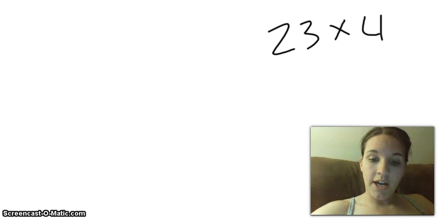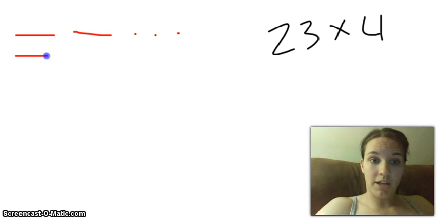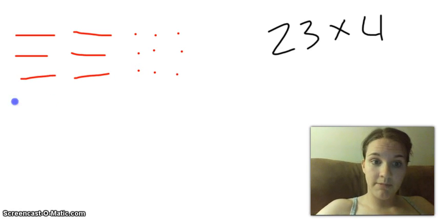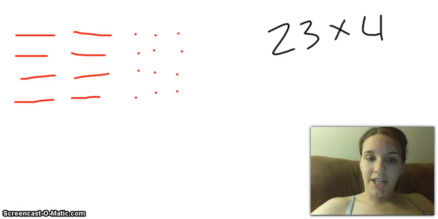I am going to draw, let me use red, some place value blocks. These lines right here are going to represent tens, and the dots are going to represent ones. So right here I have 10, 20, 1, 2, 3. Now I have 23 4 times, so I'm going to make another 23. That would be 23 times 2, 23 times 3, and 23 times 4. When I'm doing regular multiplication, all I'm doing is this 23 4 times.